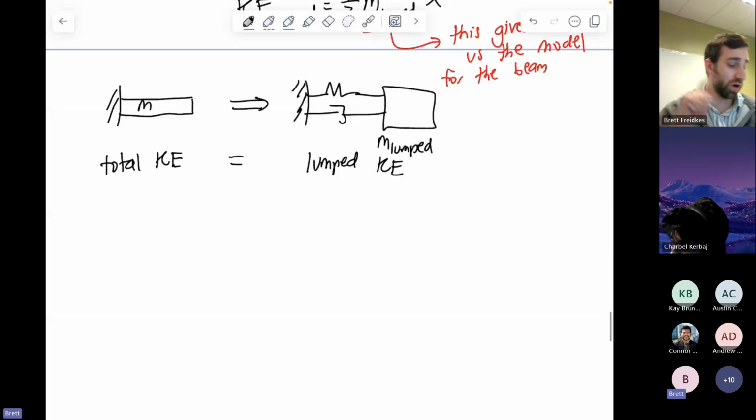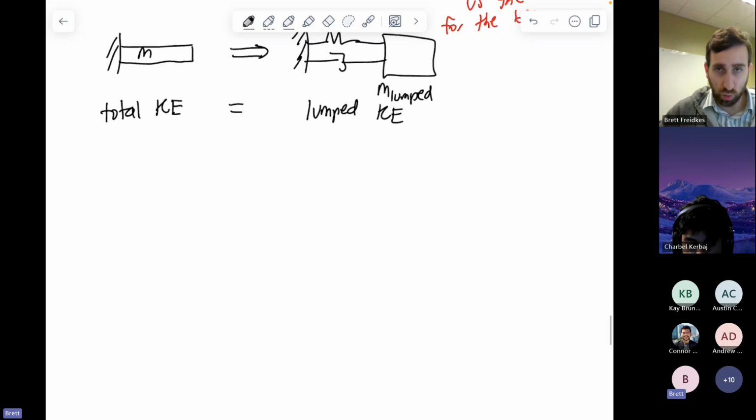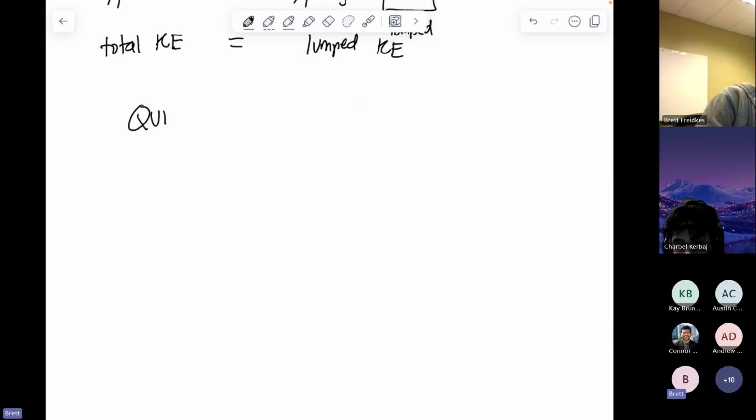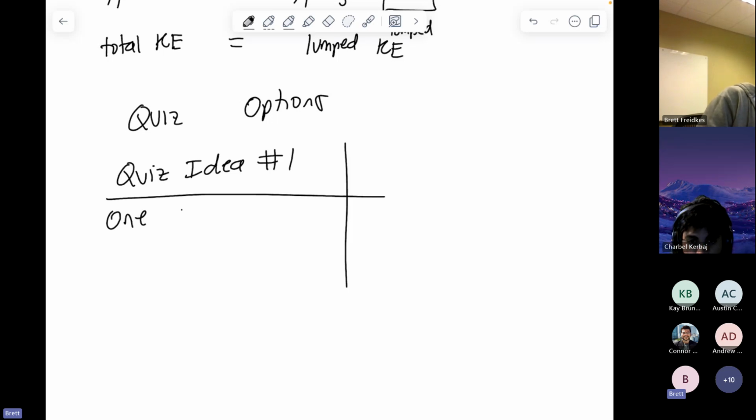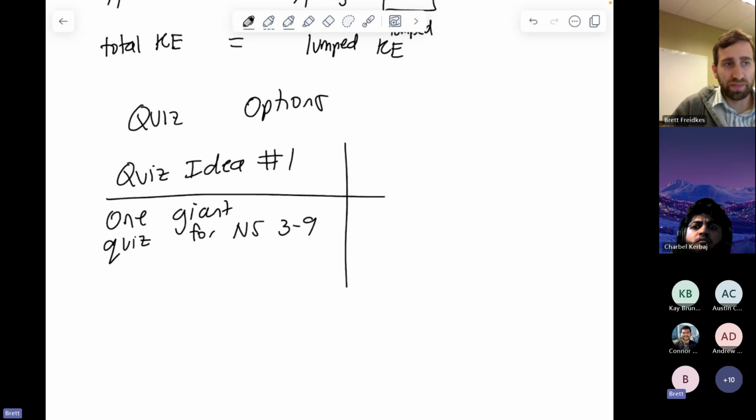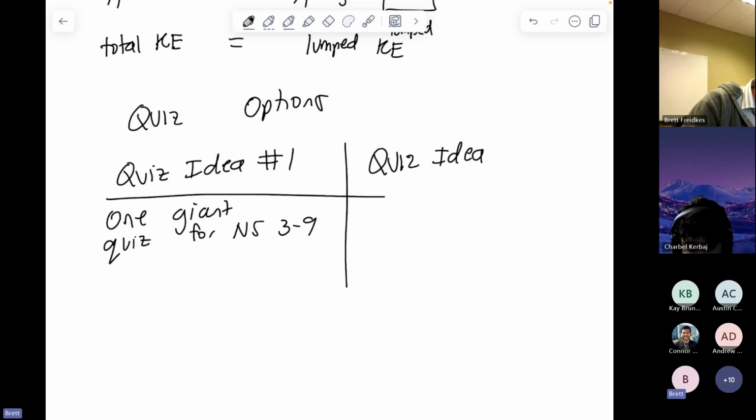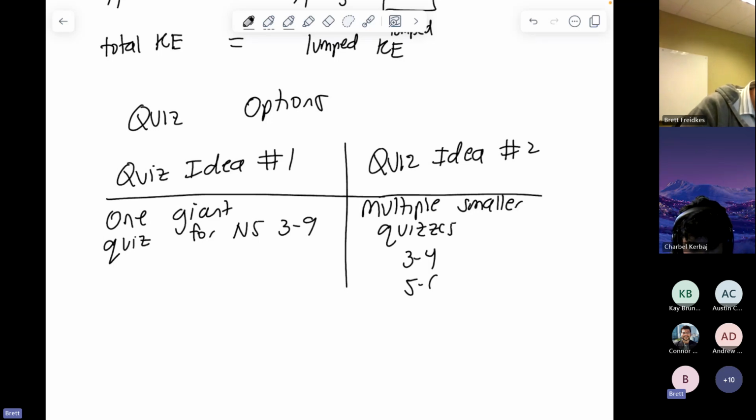The other thing I dropped the ball on that I want to talk about are quizzes. I have made more quiz problems. The question is, do you want quiz idea number one, one giant quiz for note sets 3 to 9, which will probably be something like 15 questions, I imagine? Or quiz idea number 2, multiple smaller quizzes. So maybe I do one for 3 to 4, 5 to 6, 7 to 9, or something like that.